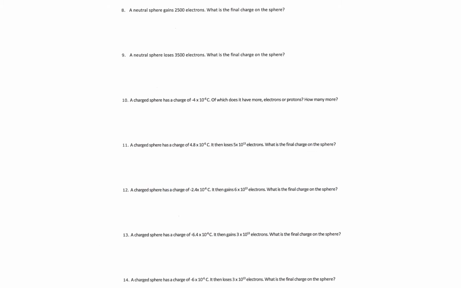The assignment today is to try the evens on page 21. So 8, 10, 12, 14. So are they all the same? Well, they're a little bit different. Number 8 is more like number 1 on the previous page. It starts off with an initial charge of 0 coulombs. N is 2500. And the elementary charge is negative 1.6 times 10 to the negative 19th coulombs.